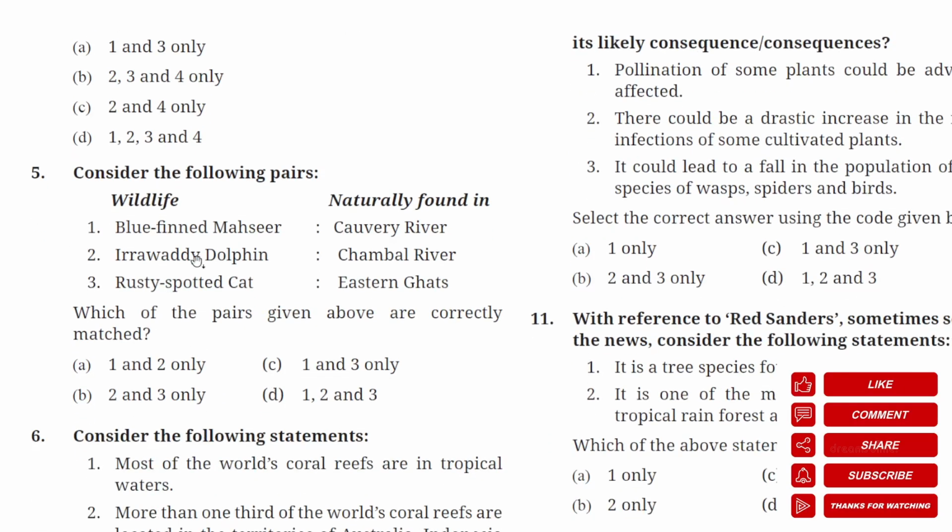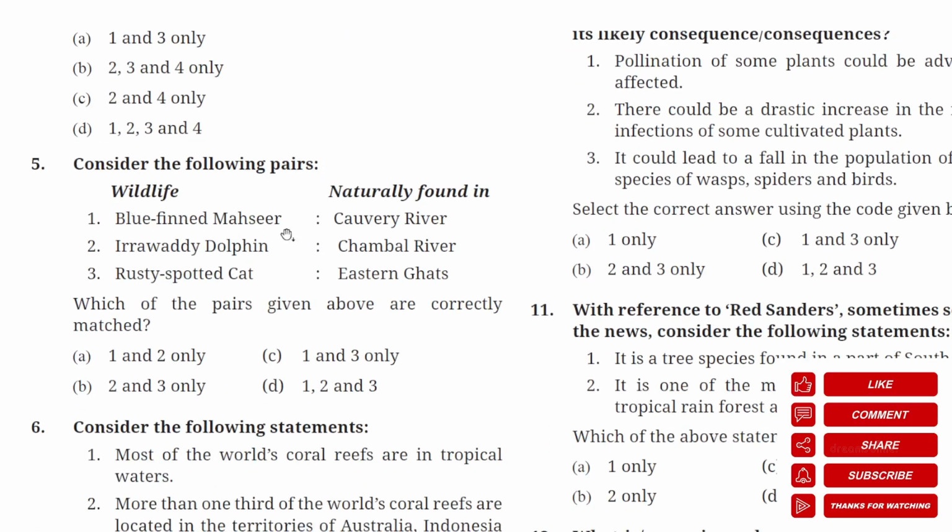Consider the following pairs. Bluefin mahseer in the Kaveri River, Irrawaddy dolphin, Chambal. Sometimes the elimination does work a lot here. But the answer should be: Irrawaddy dolphin is found in the coastal areas in South and Southeast Asia and Irrawaddy River. It is also found in India's Ganges and Southeast Asia's Mekong River. They are also found in Chilika Lake in Odisha. They are not found in Chambal. Bluefin mahseer is found in Kaveri River, yes. Rusty spotted cat is found in Eastern Ghats, yes. So answer is C, 1 and 3 only.